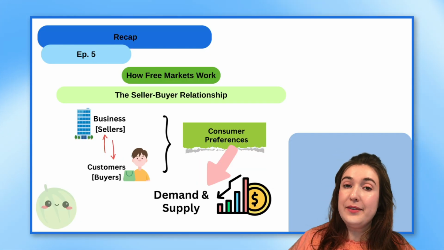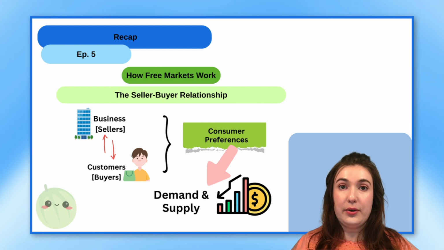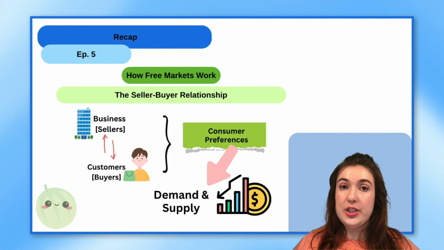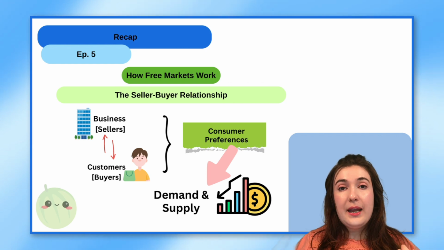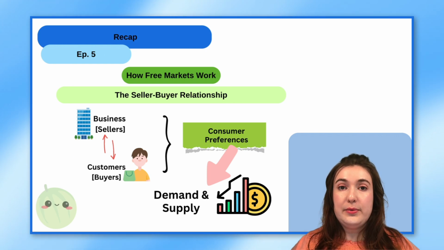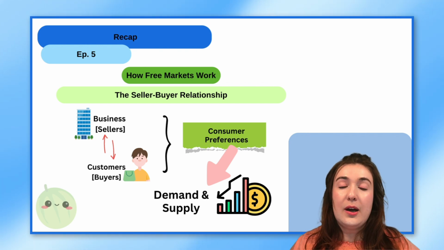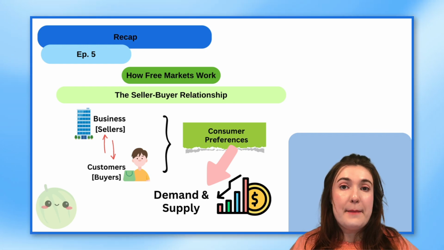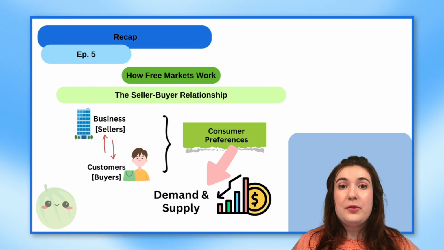In episode 5, we were covering what free markets are. So what is a capitalist society and all of that. And we really looked in detail at what is called the seller-buyer relationship, our sellers being businesses and our customers being buyers. What's really important within this relationship is that customer preferences play a big influence on the types of products and services that a company is going to sell. They determine prices. They determine what type of products or services make it or not in a marketplace. So customers have a really big impact.